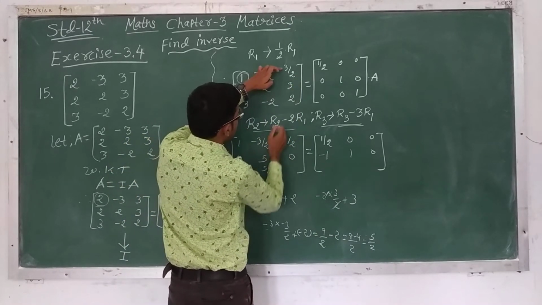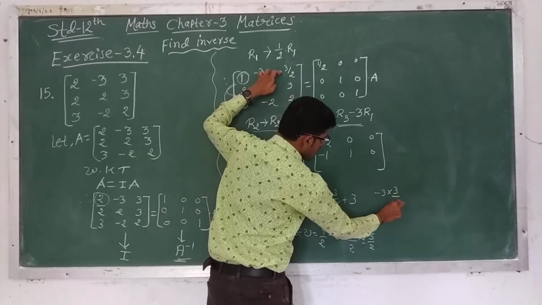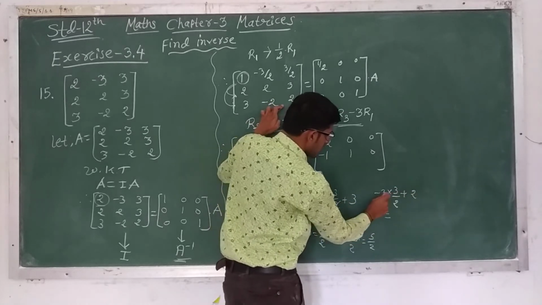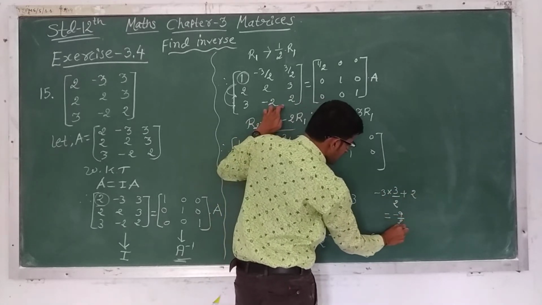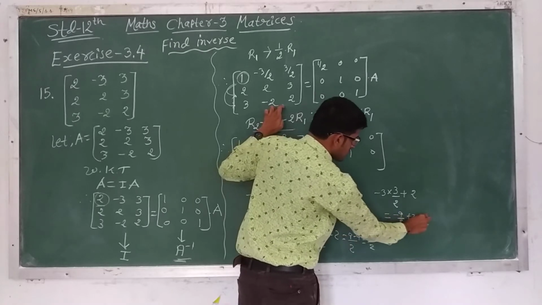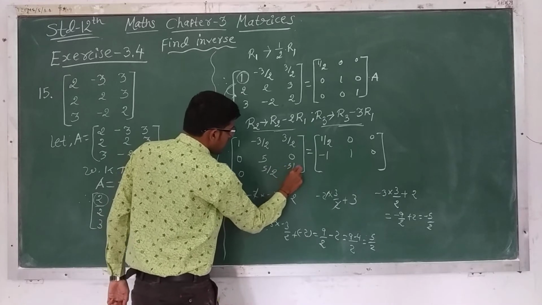Here what happened? Minus 3 into 3 by 2. So minus 3 into 3 by 2 and adding third row. So plus 2. So here 3 3s are minus 9 by 2 plus 2. So again we have to take LCM. 2 2s are 4 minus 9. So minus 5 by 2. So here write down minus 5 by 2.